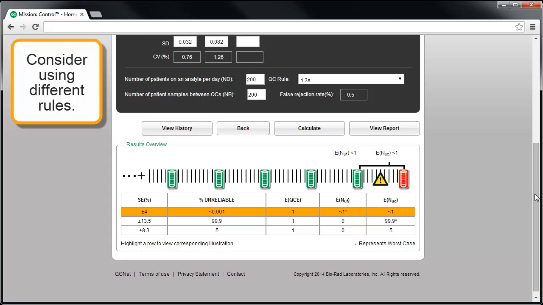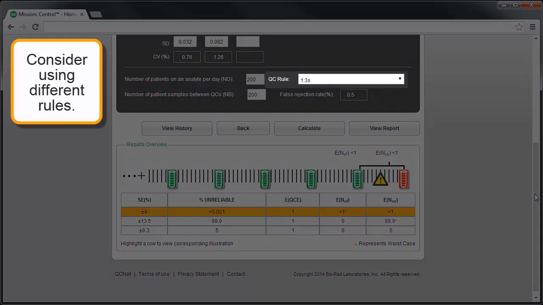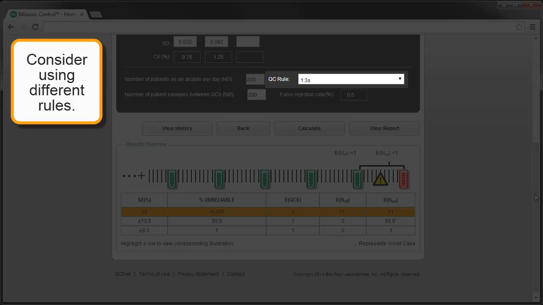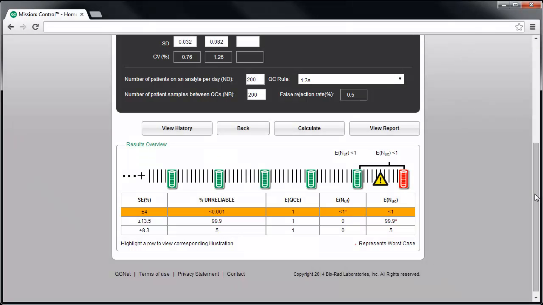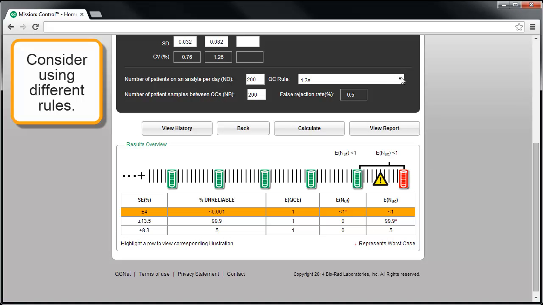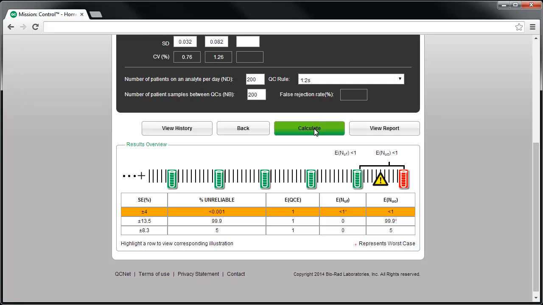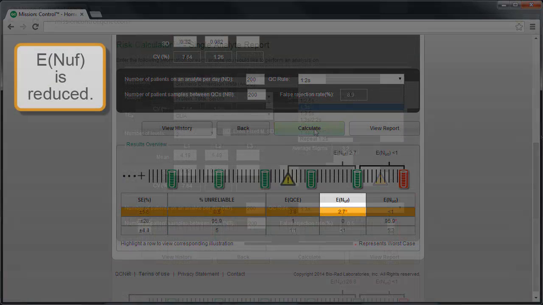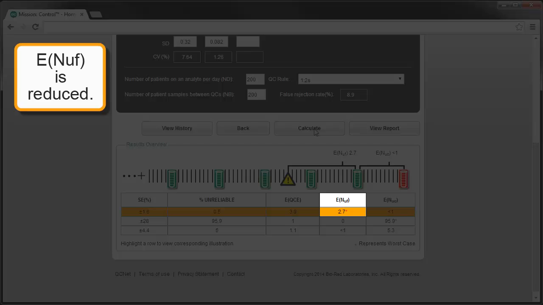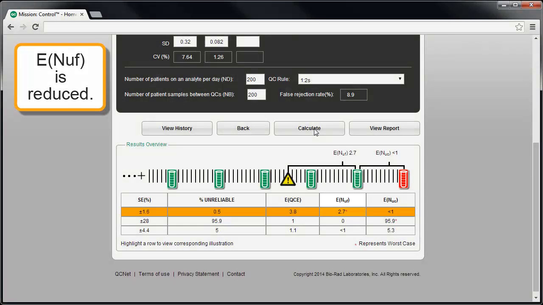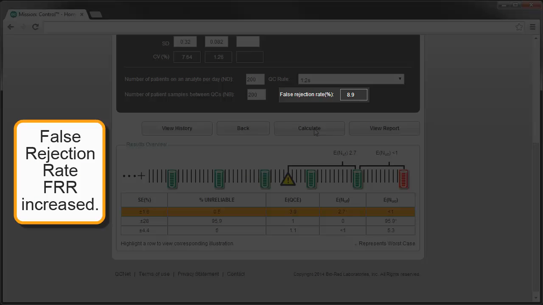Let's now consider an adjustment to the QC rules. Consider that the QC rule is 1-3s. It might be possible to improve the risk performance by trying a rule that makes it easier to detect the error, or a more powerful rule. Let's try a 1-2s rule.